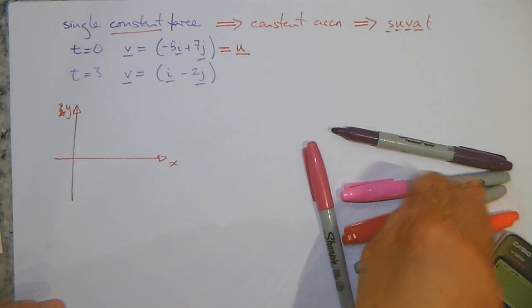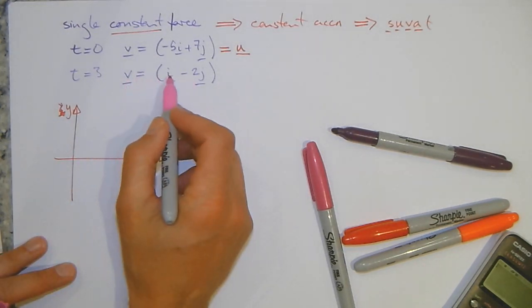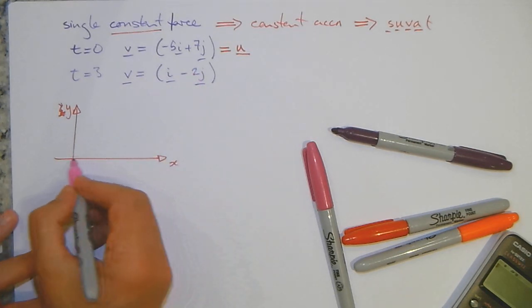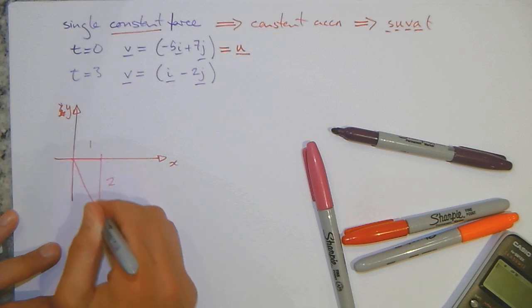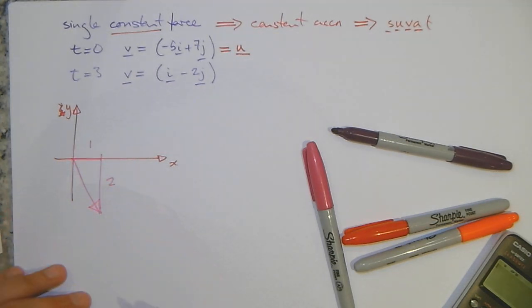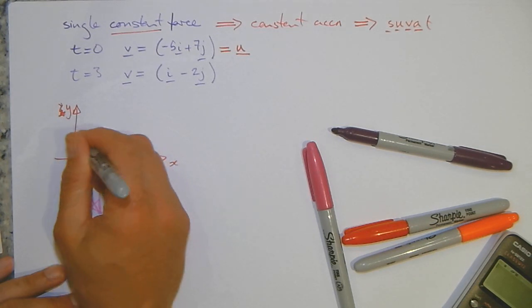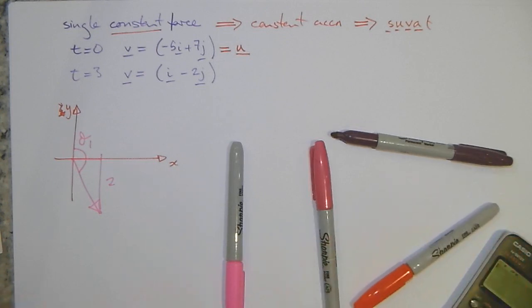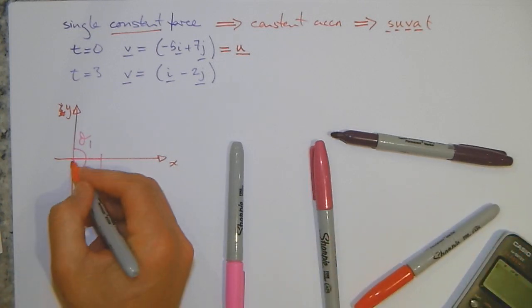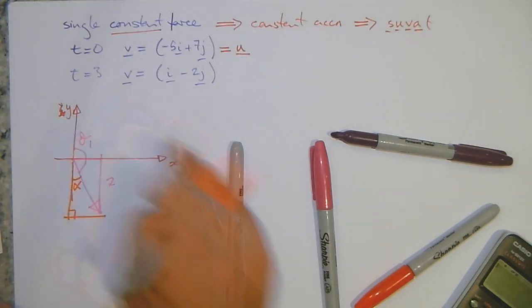So onto this diagram, I'm just trying to find Sharpies that have ink in them still. So the velocity is 1 minus 2. That's the direction it's travelling in. And we want the angle between that and the vector j. J is in the y direction, so we want that angle there. Okay? Now, there is a right angle here. So if I work out this angle, I can work out theta.